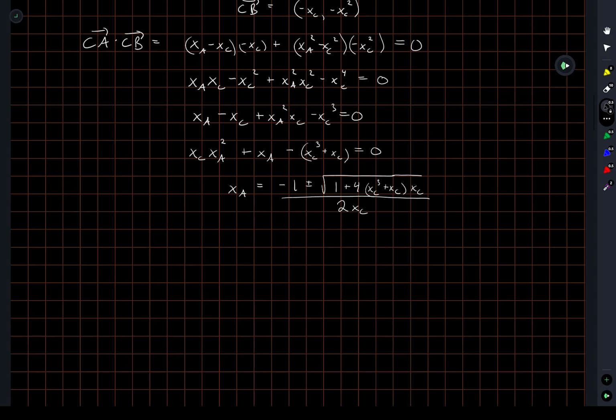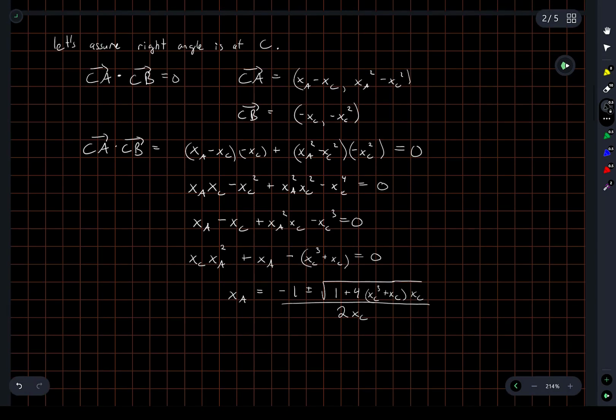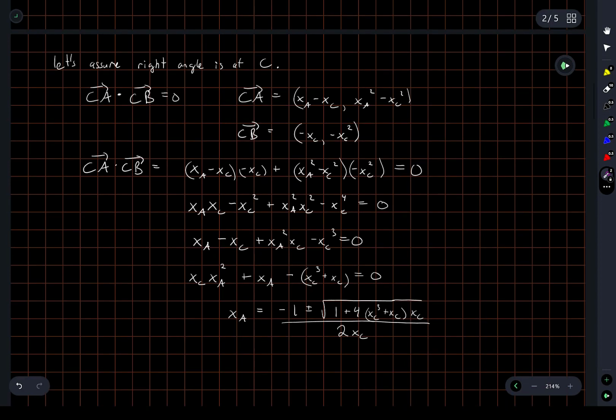I feel like something is a little off here. Units aren't really working out here. What's going on? Where did I make my mistake? It's the vector CA. This is the vector CB. It's the dot product. Should be equal to 0. XA, XC, XC squared. XA squared, XC squared. XC to the 4. Cancel an XC everywhere.